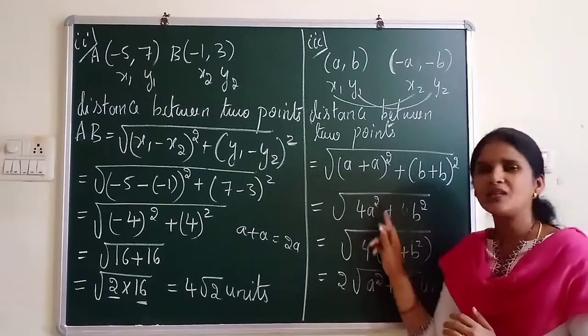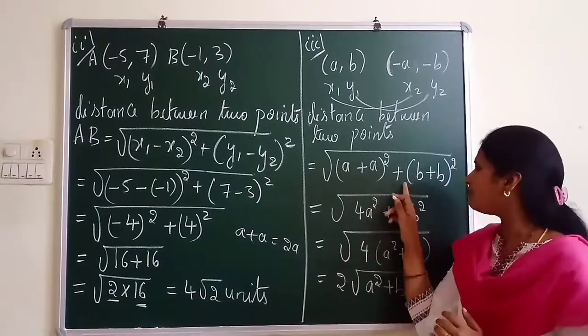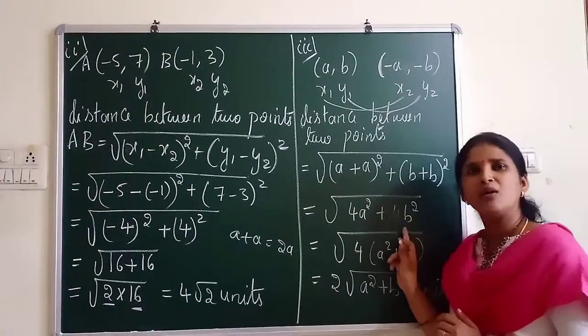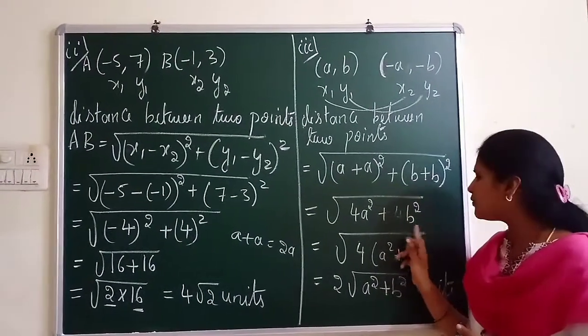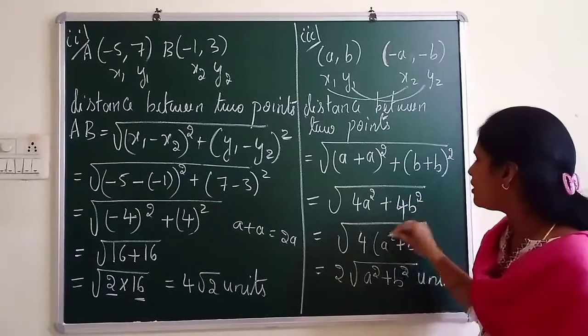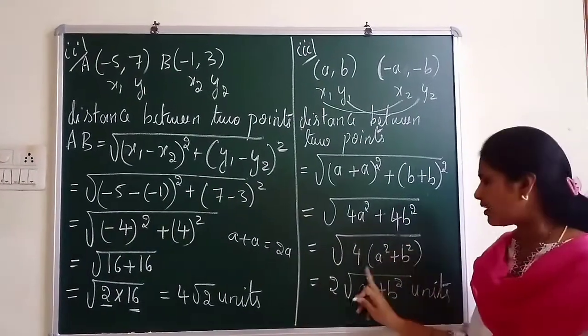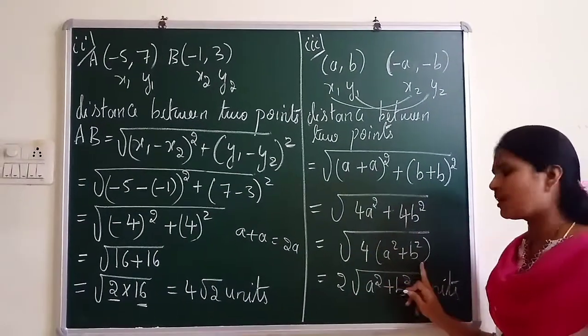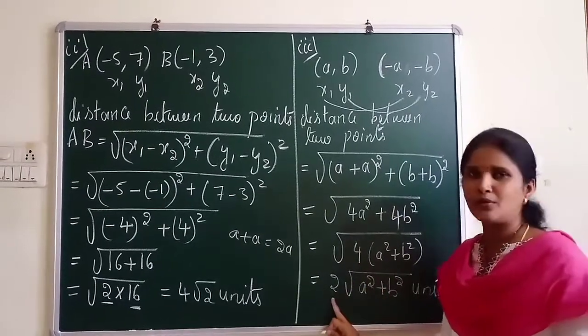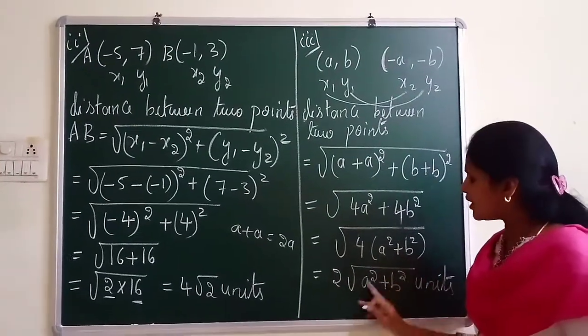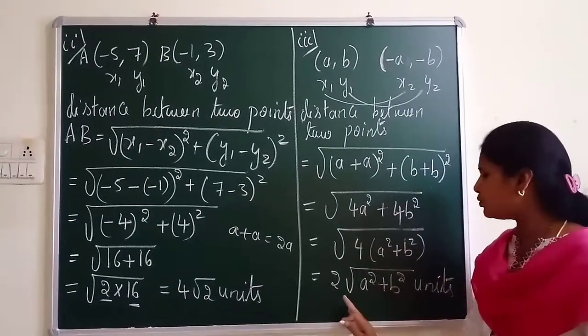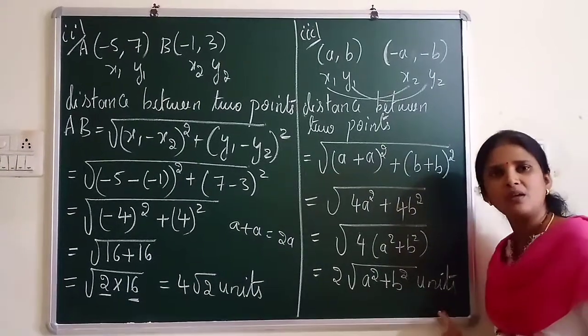So a plus a is 2a, that is 4a square, plus b plus b is 2b. 2b whole square is 4b square. So you got here 4a square plus 4b square. You can take 4 common, you get a square plus b square. What is the square root of 4? 2. So a square plus b square you cannot take square root, keep it as it is. 2 root (a square plus b square) units.